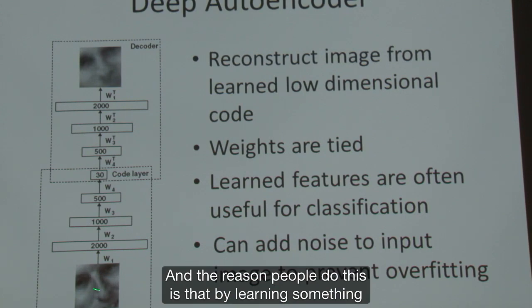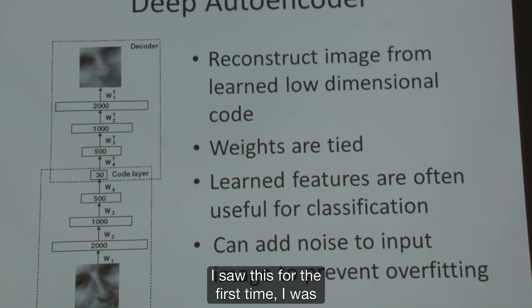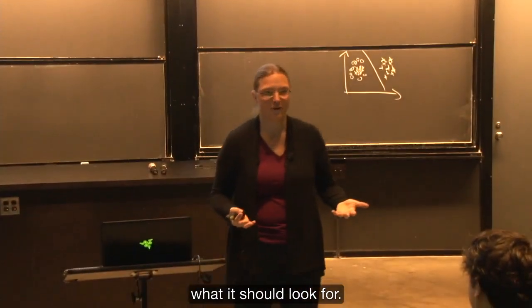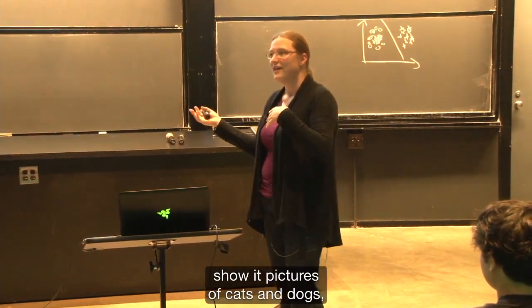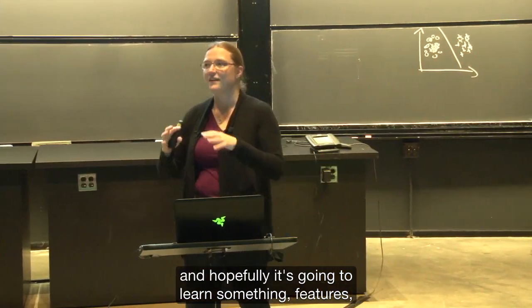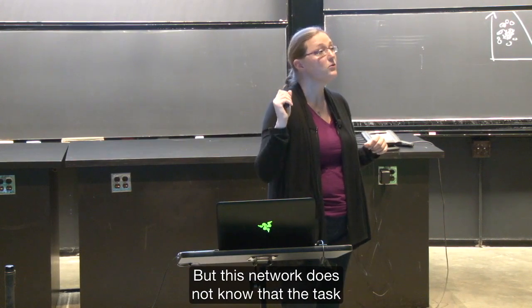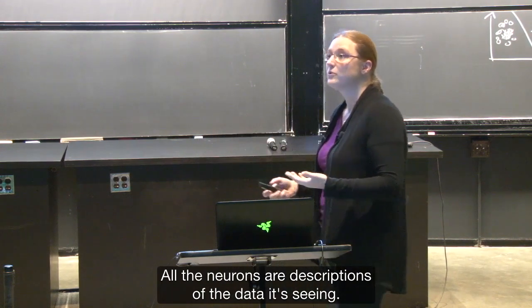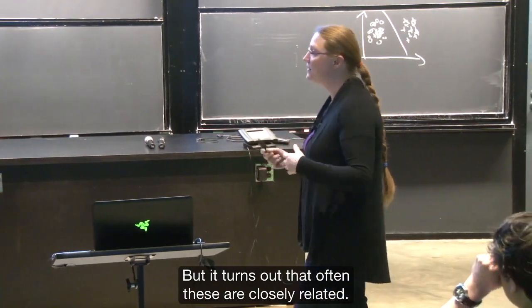And the reason people do this is that by learning something about the images, this seems silly, right? Like I saw this for the first time. I was like, there are no labels here. There's nothing guiding this network what it should look for, right? What I'm basically saying here is, just show it pictures of cats and dogs, and hopefully it's going to learn features that actually also can discriminate between cats and dogs. But this network does not know that the task is to actually discriminate between the two classes. All it learns are descriptions of the data it's seen. But it turns out that often these are closely related.